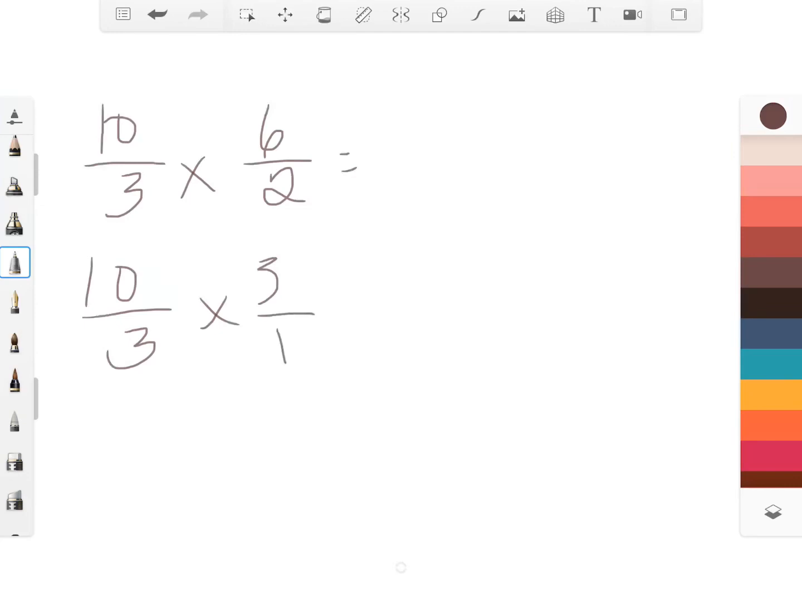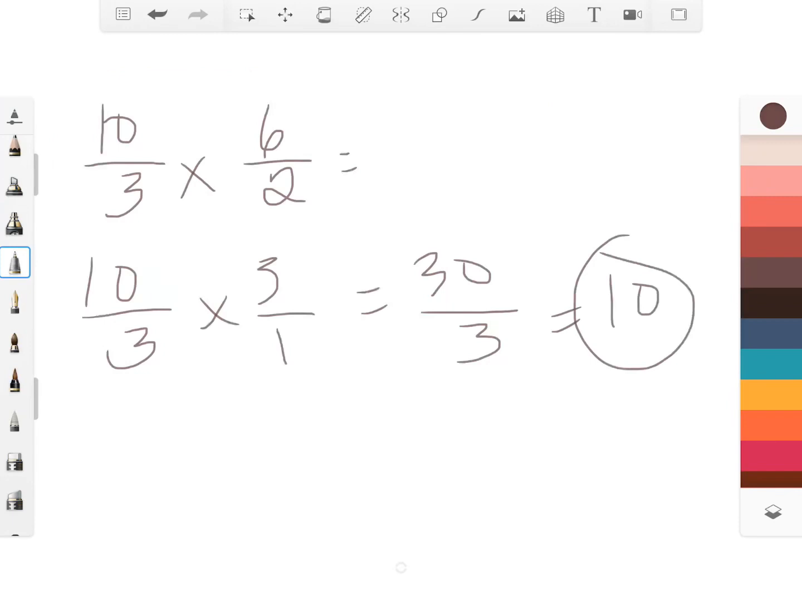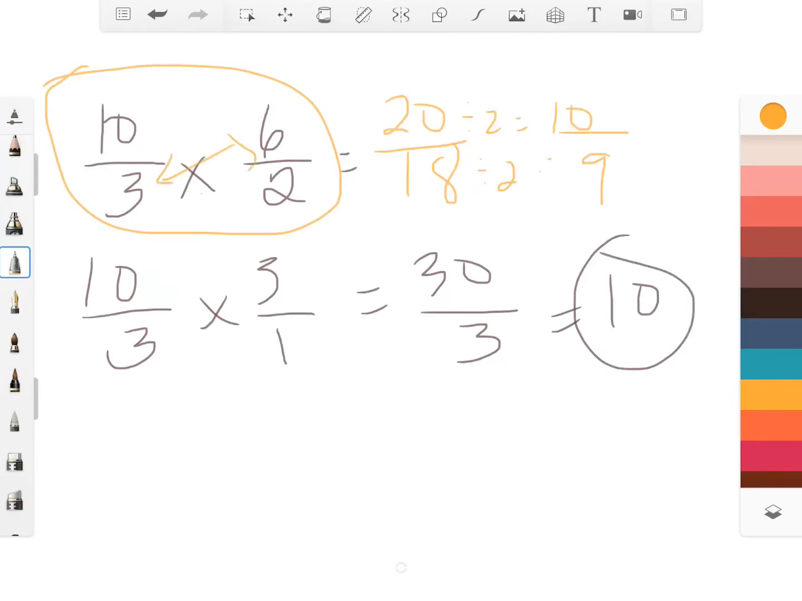Then we can do this in two ways. So 10 times 3 is 30. And 3 times 1 is 3. And 30 divided by 3 is 10. So 10 is our final answer. The other way: 6 divided by 3 is 2. And 10 divided by 2 is 5. So 2 times 5 is equal to 10. See, we still arrive at the same answer.